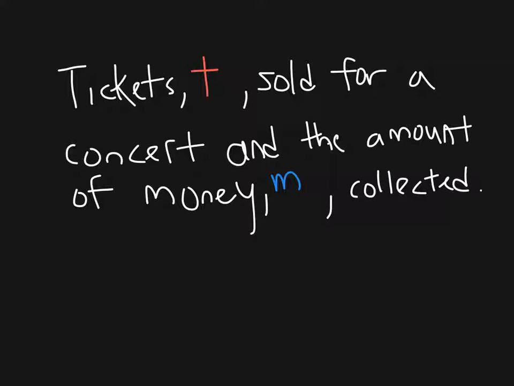So here again, we're just looking for the independent and the dependent variable. So which one affects the other one? So in this case here, tickets, T, sold for a concert, and the amount of money, M, collected. So which one affects the other? So in this case here, the amount of tickets sold is the independent variable, because M, the amount of money taken in, is affected by the amount of tickets sold. So M depends upon T.